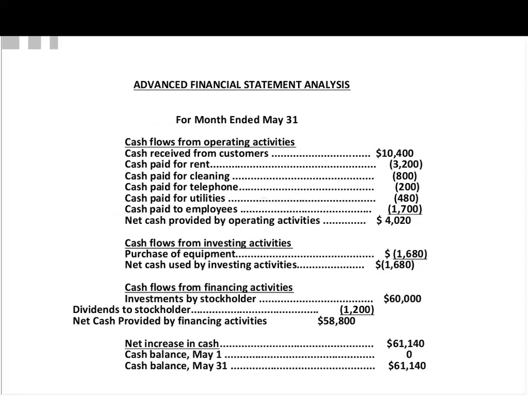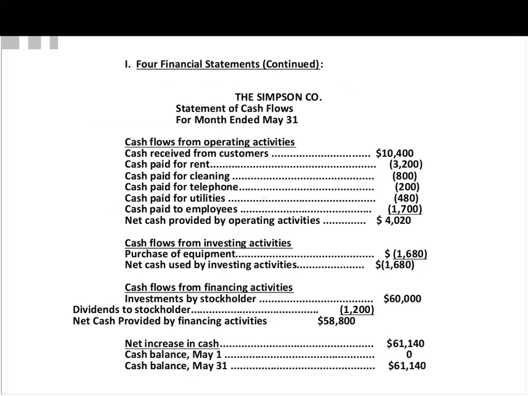Let's move forward now to page number 4. Page number 4, Simpson Company, statement of cash flows. Now you can see, and I've underlined these, the three major cash flow activities. Cash flow from operating, cash flow from investing, and cash flow from financing. Operating, the normal sources and uses of cash from the regular operation of the business. Investing, the sources and uses of cash by either buying and/or selling fixed assets.